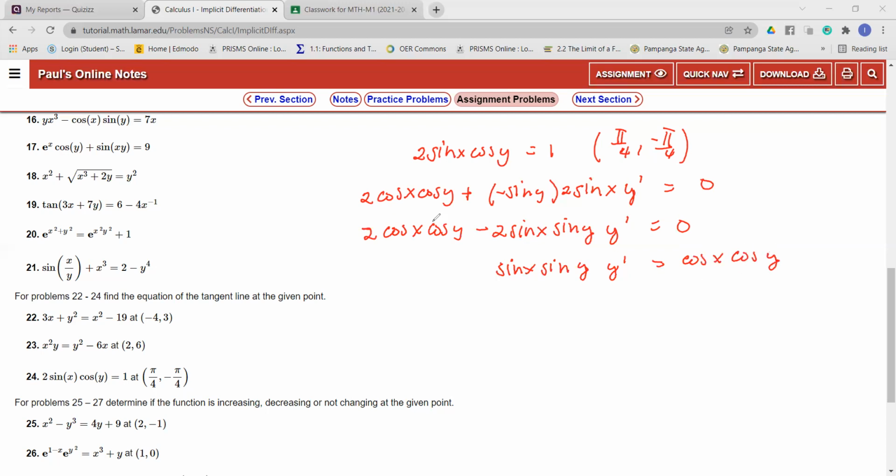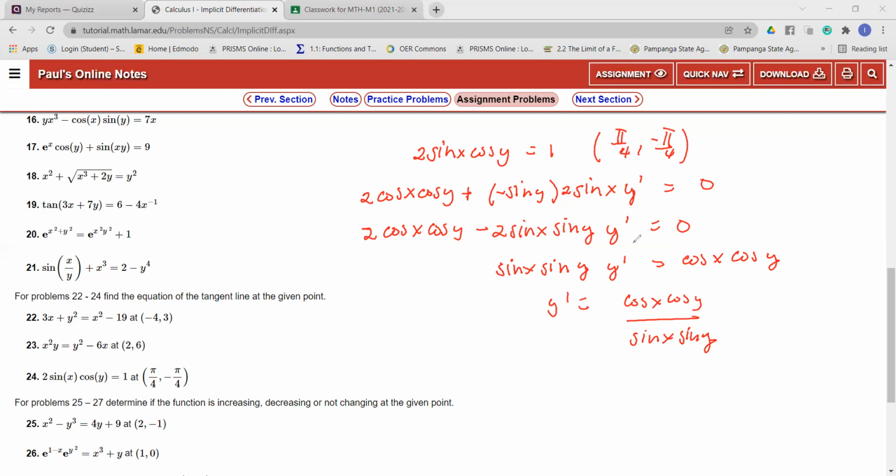Yan. Kasi pag nilipat ko ito doon, magiging negative, then I can divide both sides by negative 2. So magiging positive na to. Ito ngayon, since negative kanina, at mag-divide ka ng negative 2, mag-ipa-positive na rin siya. So ang y prime natin will be cosine x cosine y over sine x sine y.